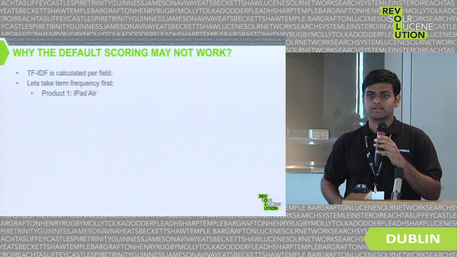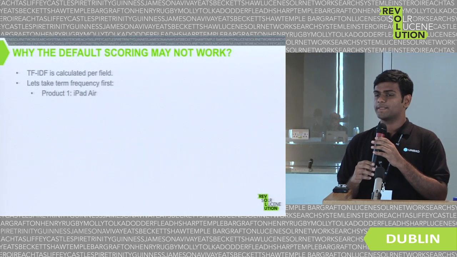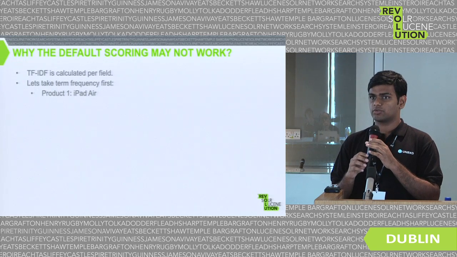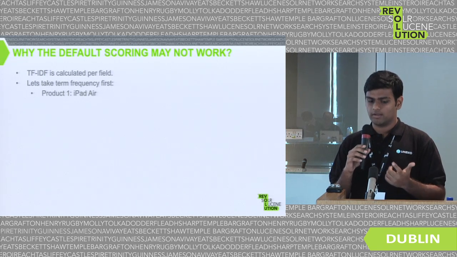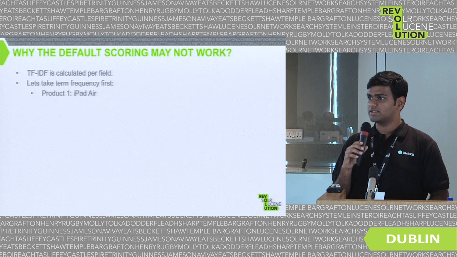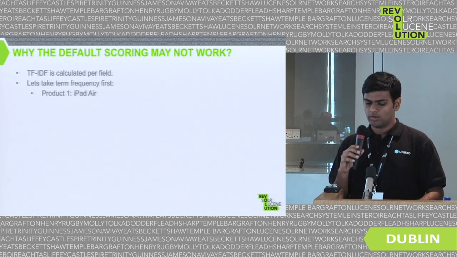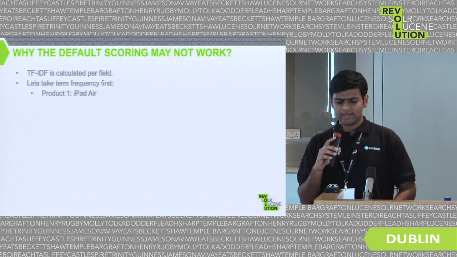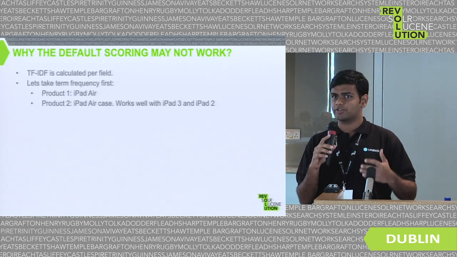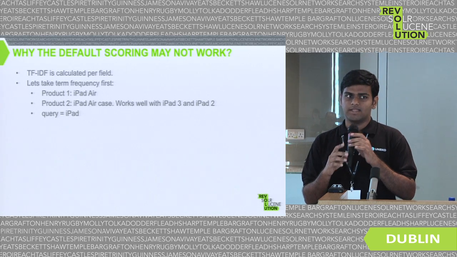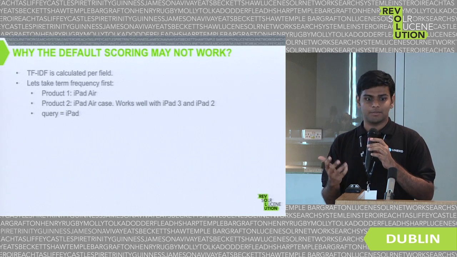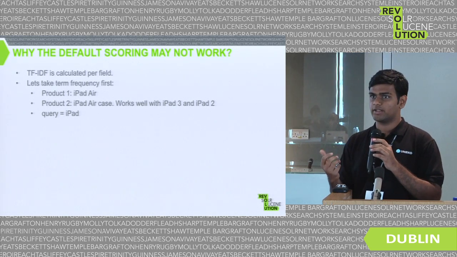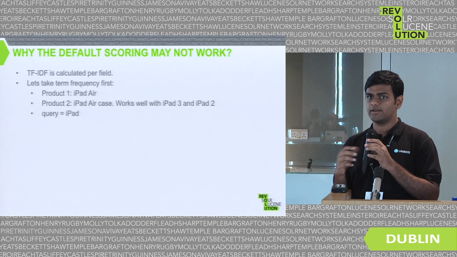But the title would go like iPad Air case works well with an iPad 2 and an iPad 3. So what happened is in both these documents, the term frequencies are skewed. So iPad term frequency for document 1 would be 1, while the term frequency for iPad in product 2 would be 3 in this case. So if your query were to be iPad and TF was the factor here, product 2 would get listed before product 1. But hey, when you search for iPad, everyone wanted the iPad before the cover, right?